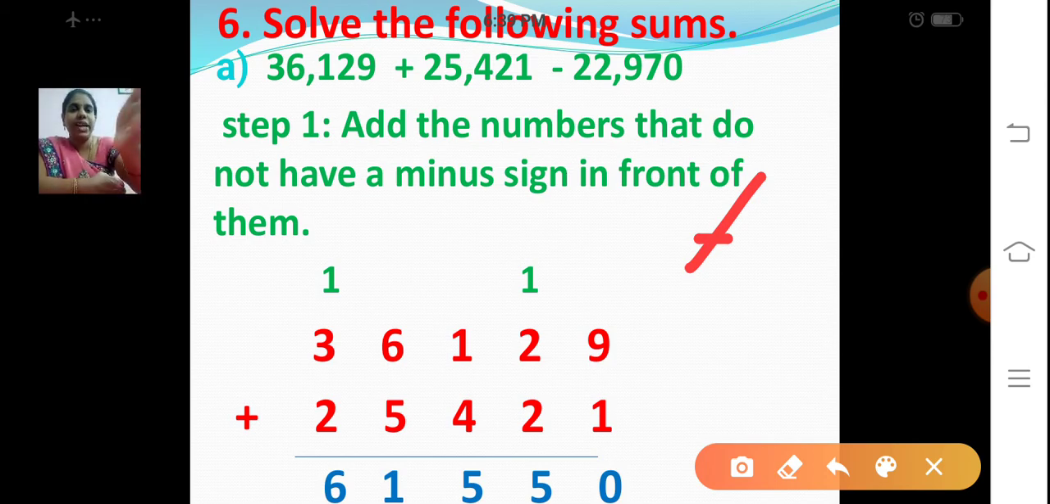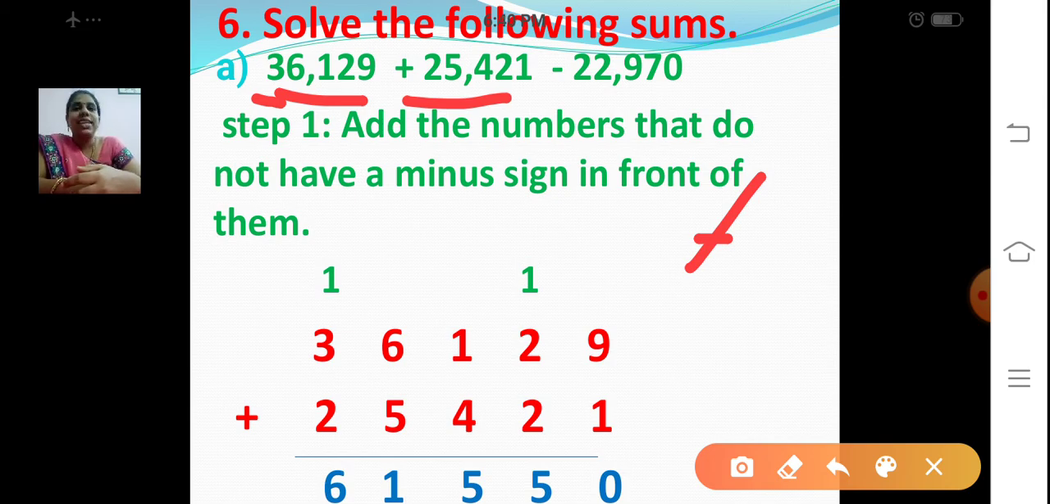If they don't have a minus sign in front of them, you can add the numbers. Just see which number does not have the minus sign in front of it. This number also does not have one. These two numbers both don't have a minus symbol in front of them, right? So now we are going to add these two numbers. Step 1 is to add the numbers that do not have a minus sign in front of them.